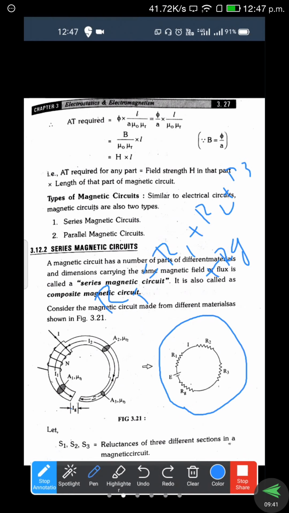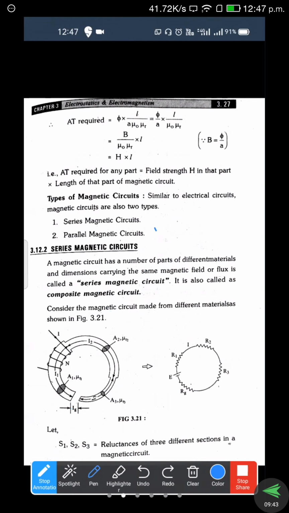For example, we want to determine the current value. We already know that I equals V by R. Sometimes instead of V, the value is given as E.